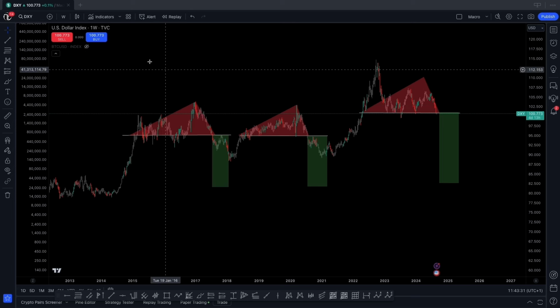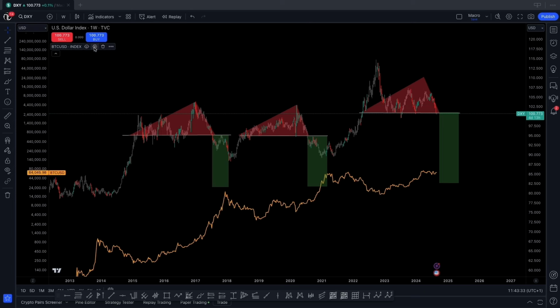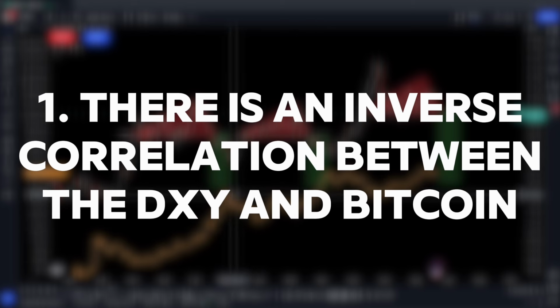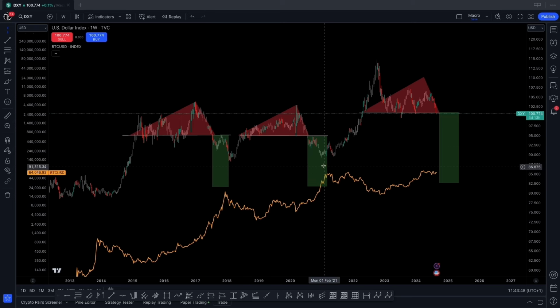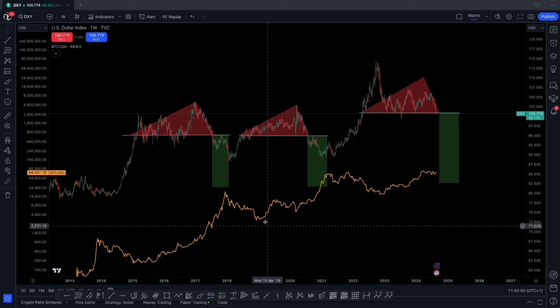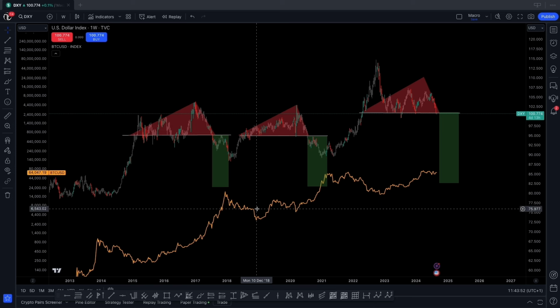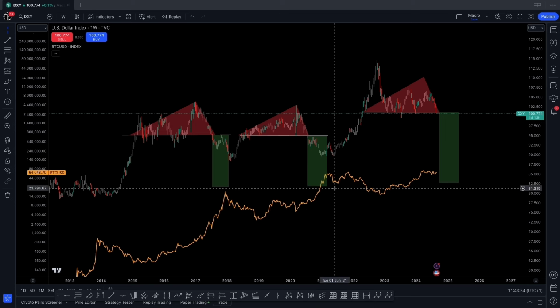Now I'm going to apply the line Bitcoin chart, logarithmic, as this makes the most sense visually here, and from this we can make a few observations. Firstly, the inverse correlation between the DXY and Bitcoin. We can see when the DXY is in a downtrend, Bitcoin tends to be in an uptrend, and vice versa. So this does support our thesis that a weaker dollar often leads investors to seek alternative assets like Bitcoin.